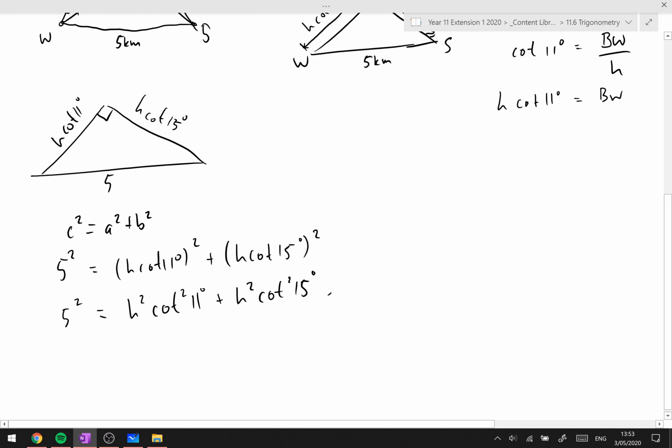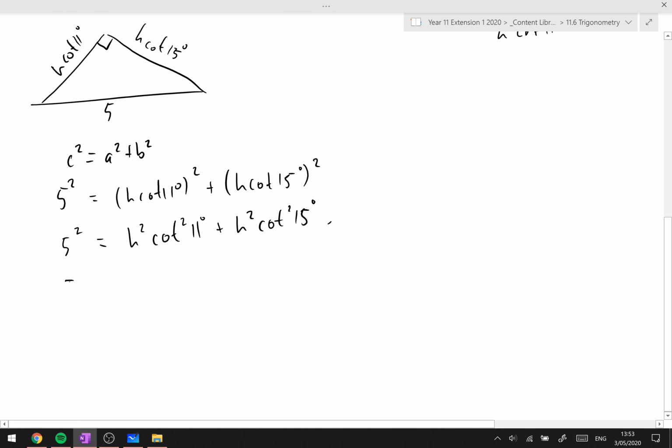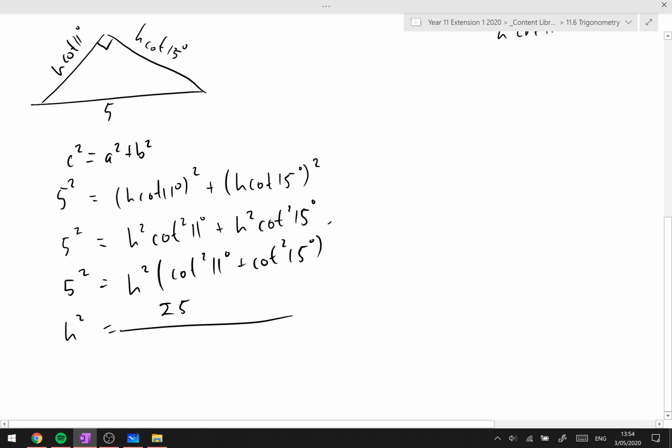Now we're going to factorize this because we've got an h squared in both of these. So 5 squared is equal to h squared lots of cot squared 11 degrees plus cot squared 15 degrees. Dividing both sides by cot squared 11 degrees plus cot squared 15 degrees, we get h squared is equal to 25 over cot squared 11 degrees plus cot squared 15 degrees.